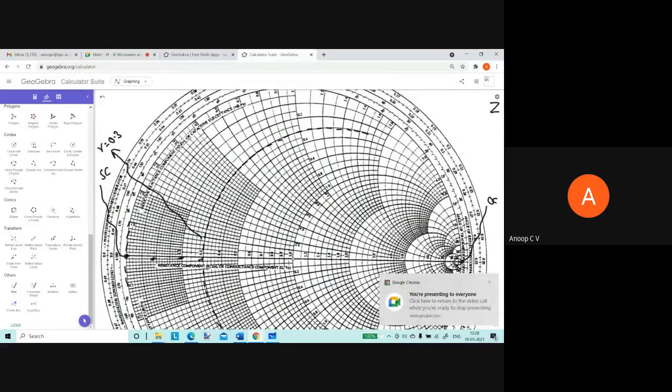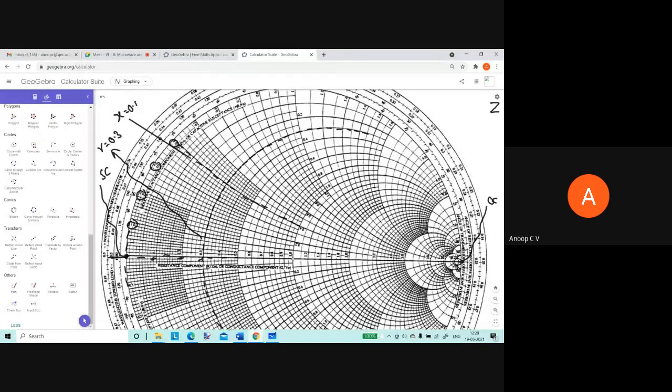Now, next I should look for X equal to 0.4. We know X equal to 0 is this straight line. You can see X equal to 0.1, 0.2, 0.3, and 0.4 is here. X equal to 0.4 is this line. It's marked here also. So the point of intersection of these, this is actually what?